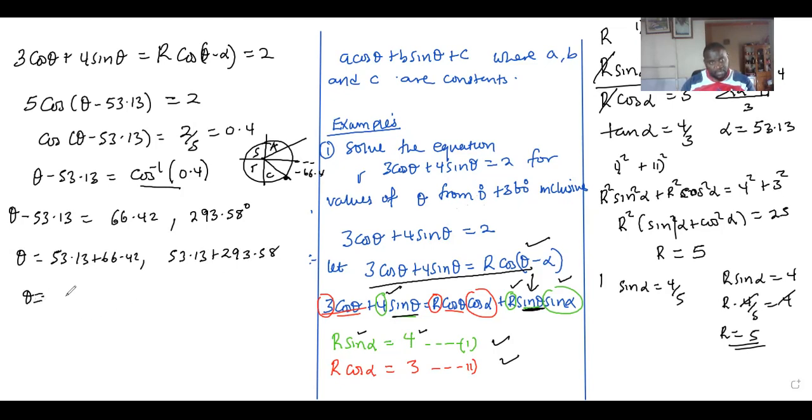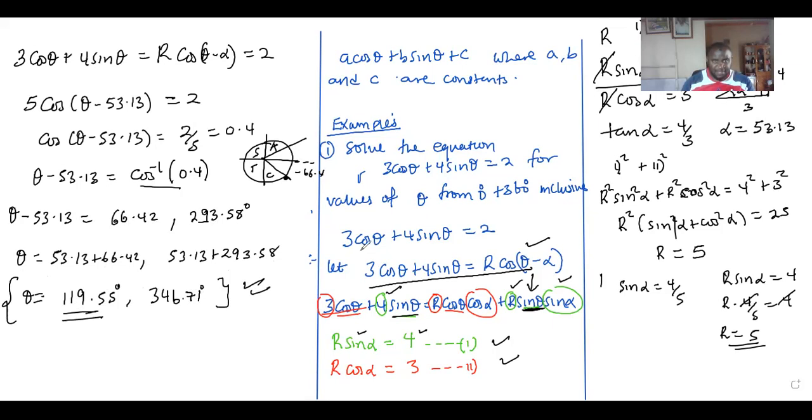First one is 119.55. The second one is 346.71. And these are our solutions. So with that, you have solved the problem. And indeed, if you want to investigate whether you are right, you see the angles. These are not the final answers. The final answers are here for theta. So pick one of them.